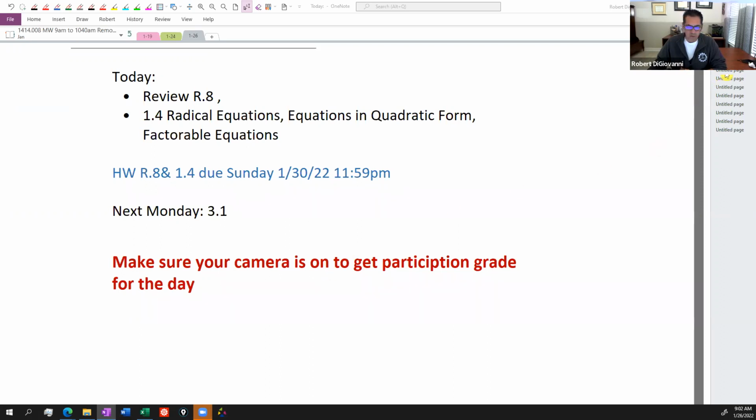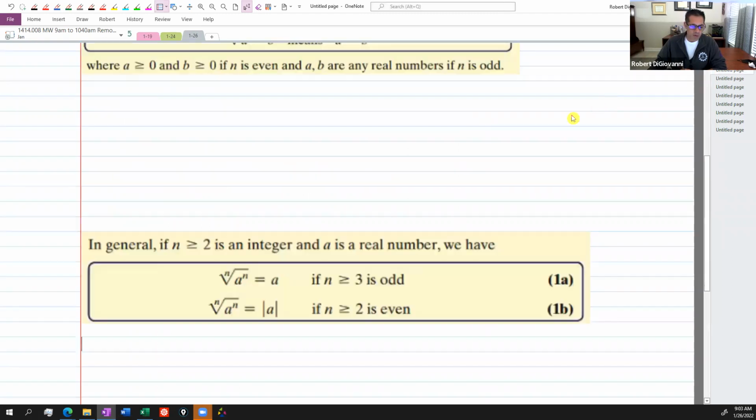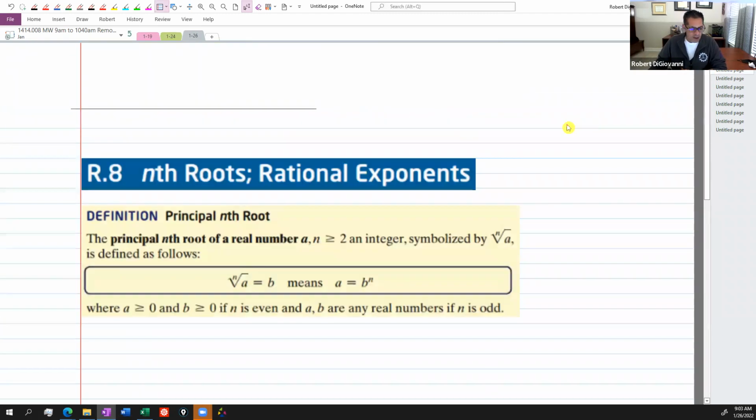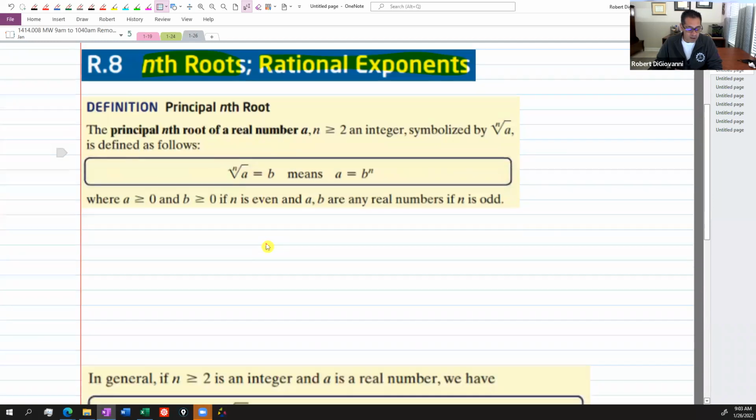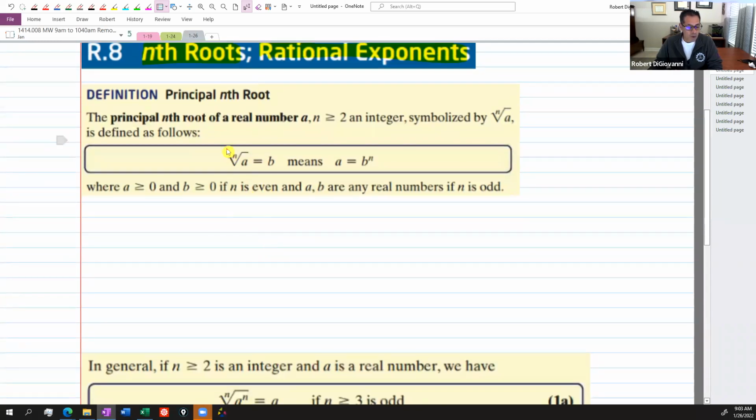Okay, so we're going to start with review for section 8 of the review, and this has to do with two concepts: nth roots and rational exponents. So again, this is a lot of review material. I've got a lot of definitions here for us, or if you like, you can look at these as formulas. Remember what the principal nth root of a number means.